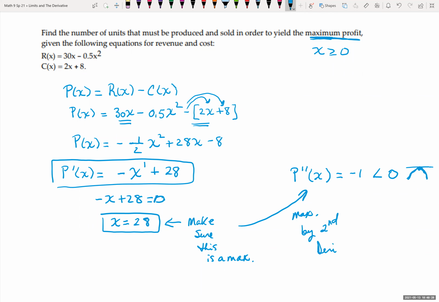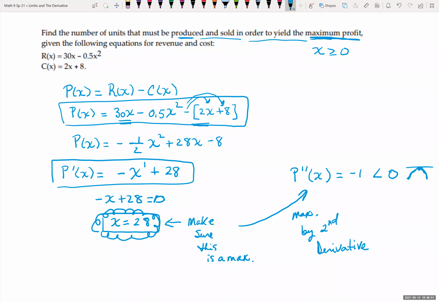So that tells me how many items need to be sold, and find the number of units that must be produced and sold in order to yield that. So we found that it's when x is 28. If it asked what the maximum profit is, then you would have to go back in here and plug that back into our function P of x. So we would look at P of 28 and see what we got back, and that would be the maximum profit that we would yield. But the question just wanted to know the number of units.